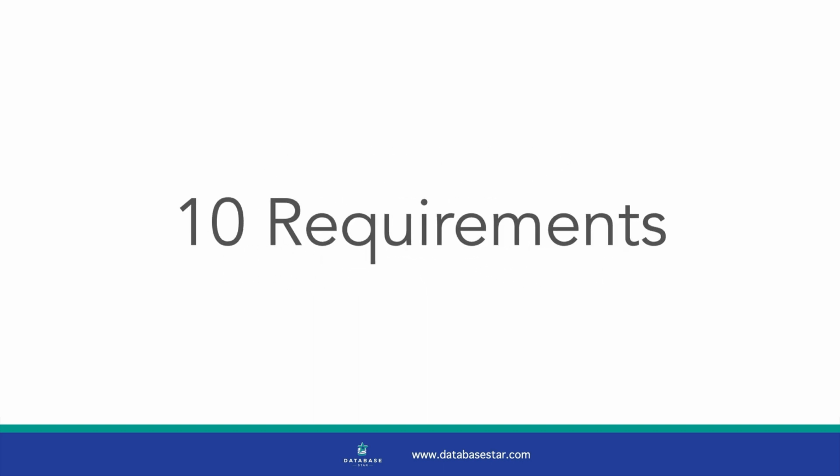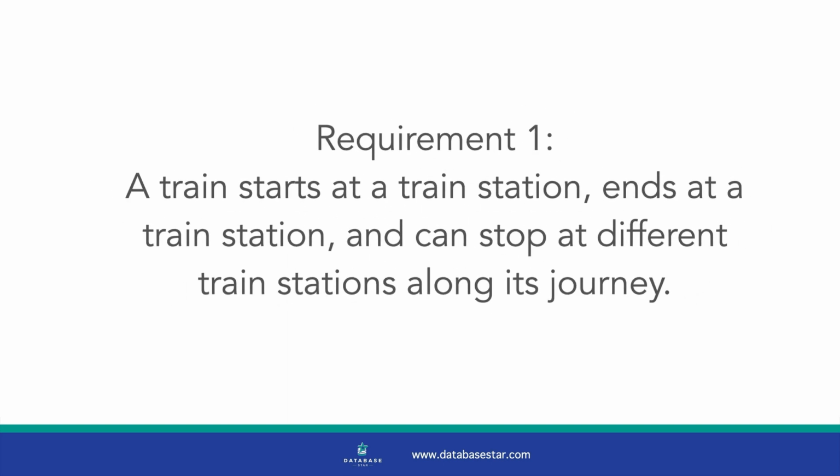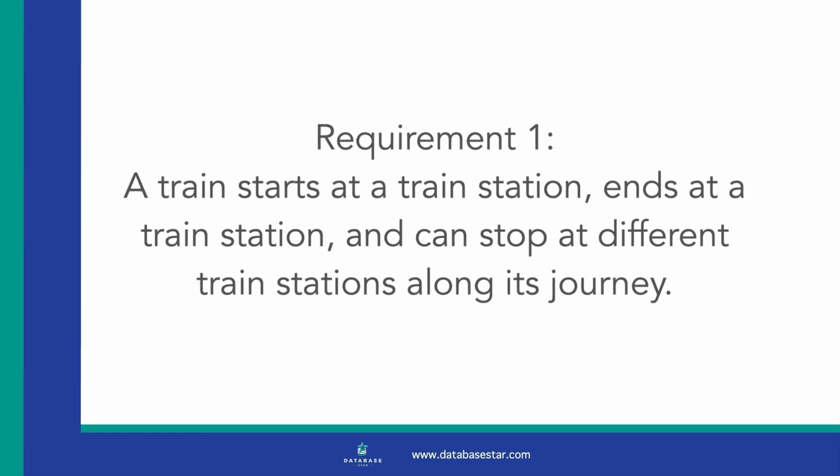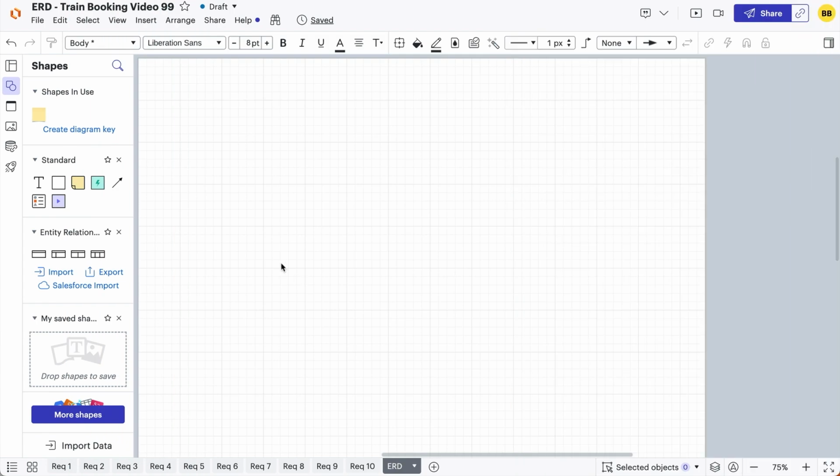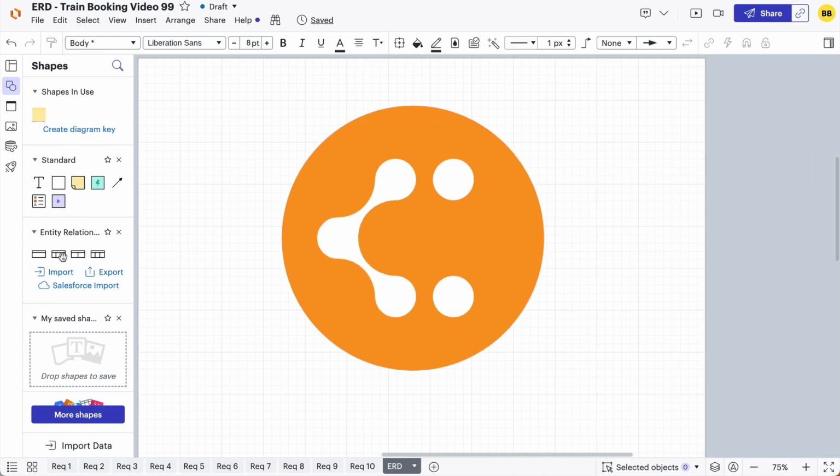I've come up with 10 requirements for this fictional train booking system. We'll add each of these to an entity relationship diagram to represent our database. Requirement number 1 is about the train. A train starts at a train station, ends at a train station, and can stop at different train stations along its journey. Here is an empty diagram in my preferred diagramming tool, Lucidchart.